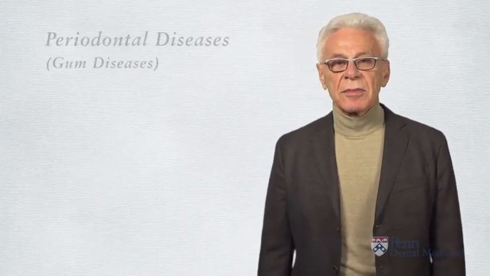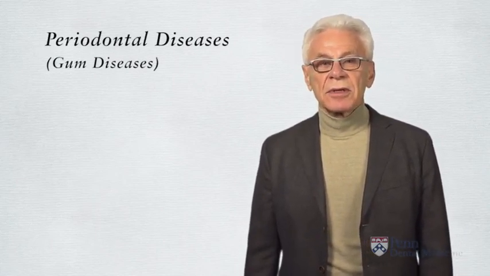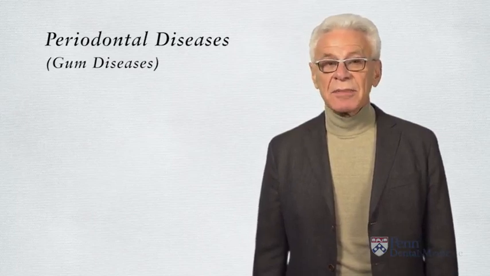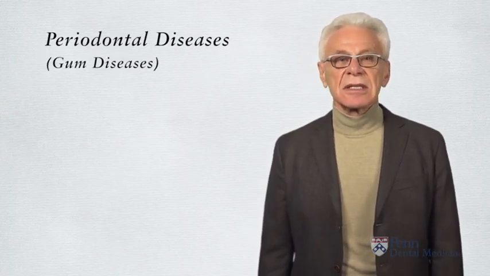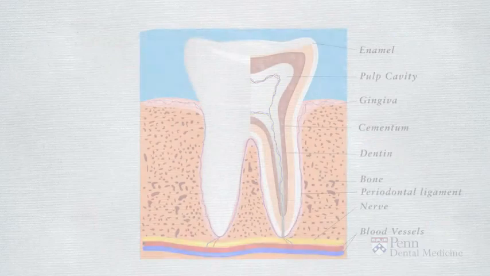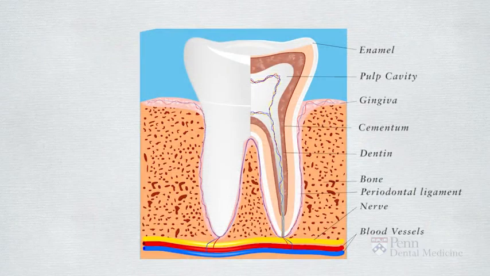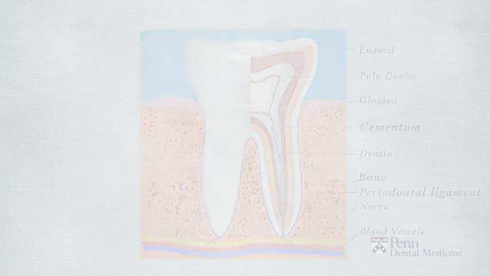Hello. In this section, we're going to review periodontal diseases. Periodontal diseases, otherwise known as gum diseases by the lay population, are a group of diseases that affect one or more of the tissues in the attachment apparatus of the tooth, meaning cementum, periodontal ligament, bone. Periodontal disease is actually a collective name of many different conditions affecting the supporting apparatus of the teeth.